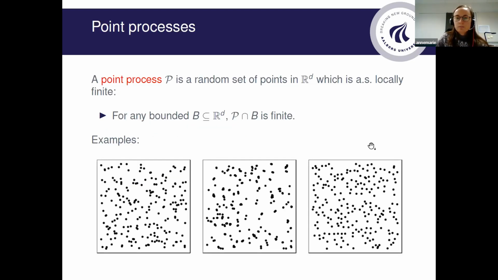So starting with the point processes. A point process P is a random set of points which is almost surely locally finite, meaning that inside any bounded set, there's almost surely going to be only finitely many points. And here at the bottom, you can see 3 different realizations of point processes. And they're generated by different stochastic models. And if you look at the 3 pictures, you can maybe see some differences here.